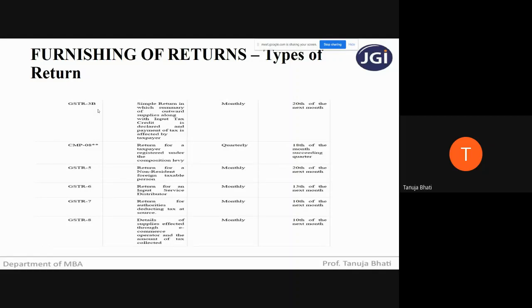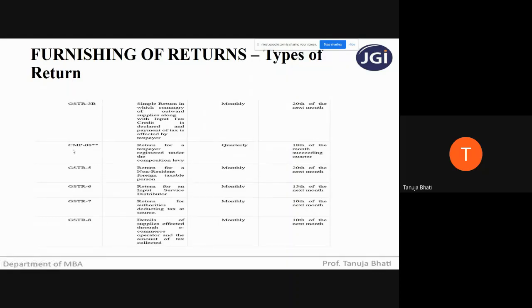Summarize means you do not have to give invoice-wise details here. Individual bill details you need not give in 3B. You have to summarize the details of all outward supplies, input tax credit, and then you have to determine what is the tax liability and accordingly pay tax to the government. So 3B has to be filed by everyone because 3B is the payment part. In 3B, you will come to know what is the tax that you have to pay to the government, and you have to pay the tax to the government under 3B. So this particular self-declaration is applicable to all the taxpayers registered under GST. Again, this is a monthly return, and the due date is 20th of the next month. You have to file this particular return.